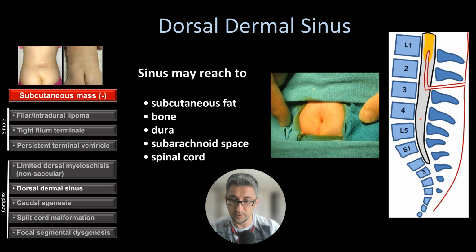Most common in the lumbosacral region because they originate during the primary neurulation. They usually are located above the level of S2, not during the secondary neurulation.